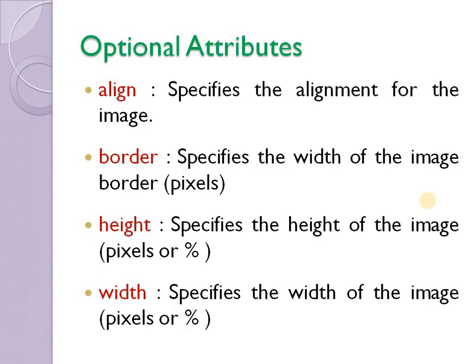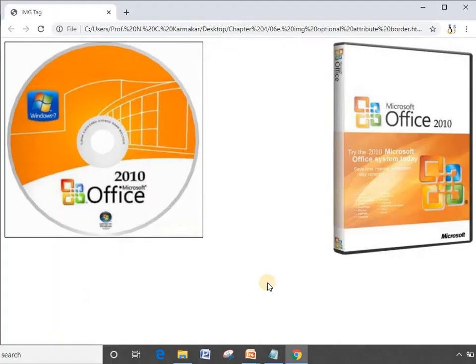Now the border attribute. What is the use of the border attribute? It is there to specify the width of the border for the image which we are inserting on the website. This attribute gives the border size in pixels. Just see the example.